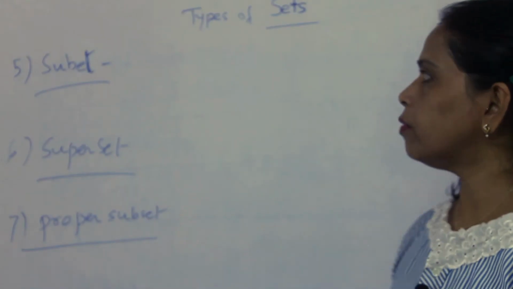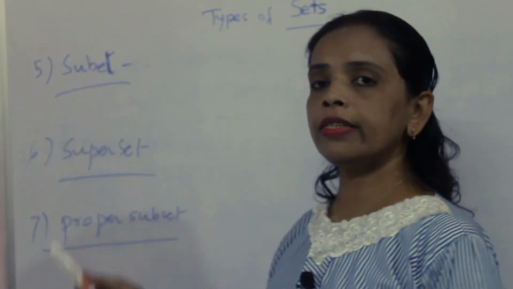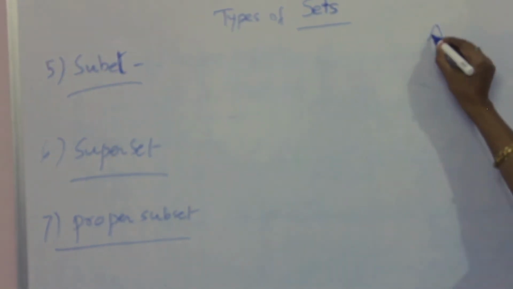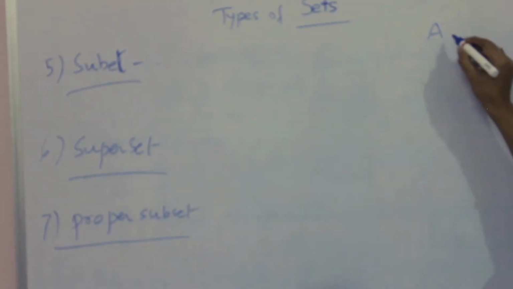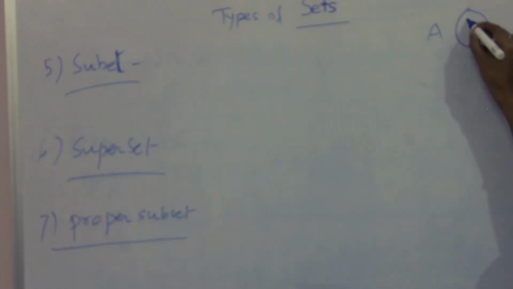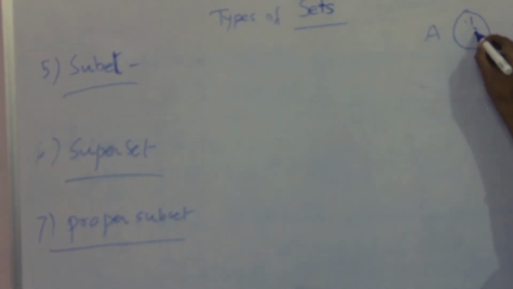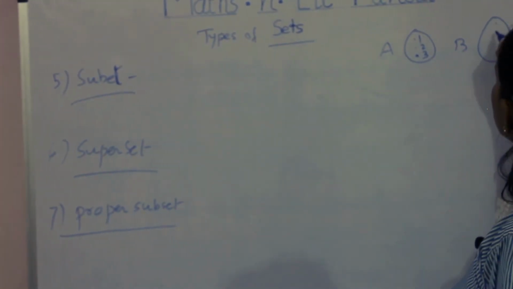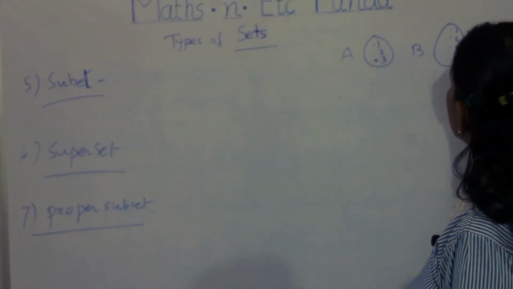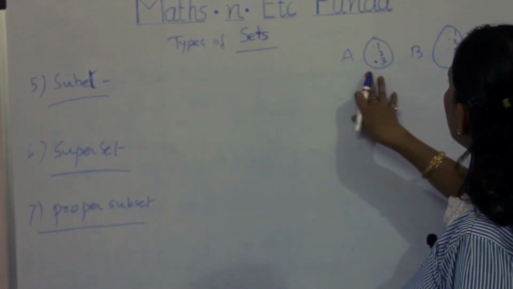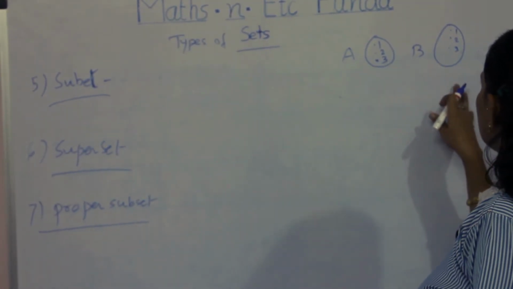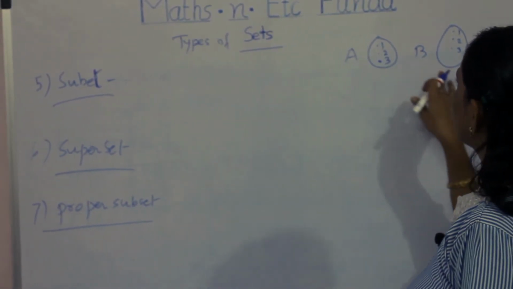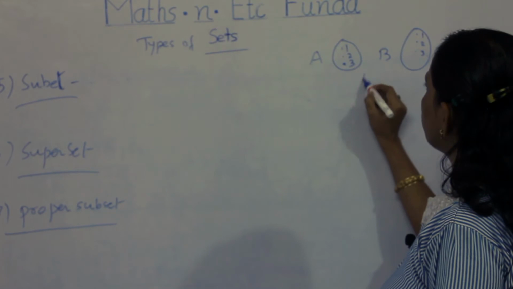Next, now I am discussing subset. What is a subset? Suppose two sets are there, A and B. Suppose A has elements 1, 2, 3 and B has elements 1, 2, 3. So every element of A is present in B. So then A is a subset of B. We represent subset like this.